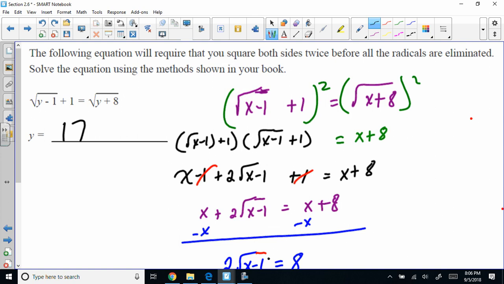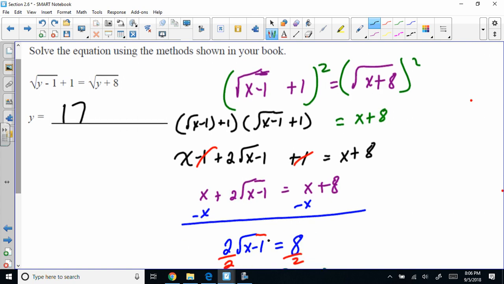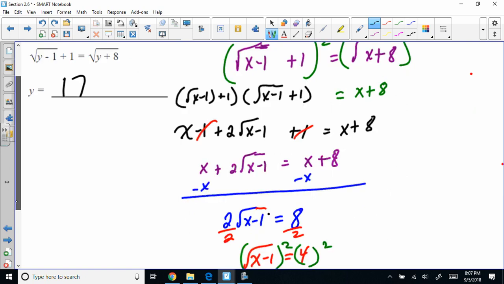Yeah, that works because you get 5 equal to 5 when you plug that in. 17 minus 1 is 16. Square root of 16 is 4. 4 plus 1 is 5. And 17 plus 8 is 25. Square root of 25 is 5. Sure can.